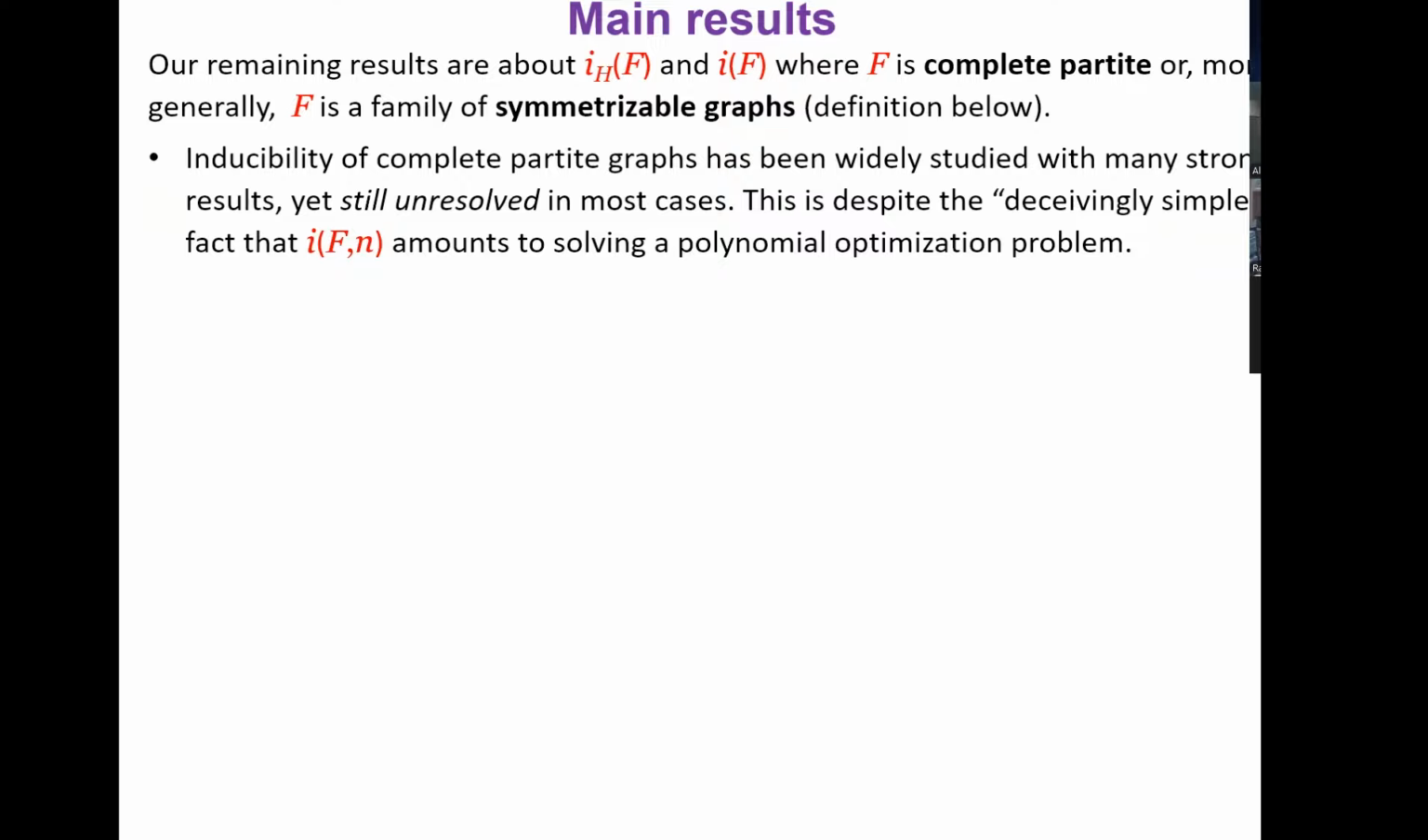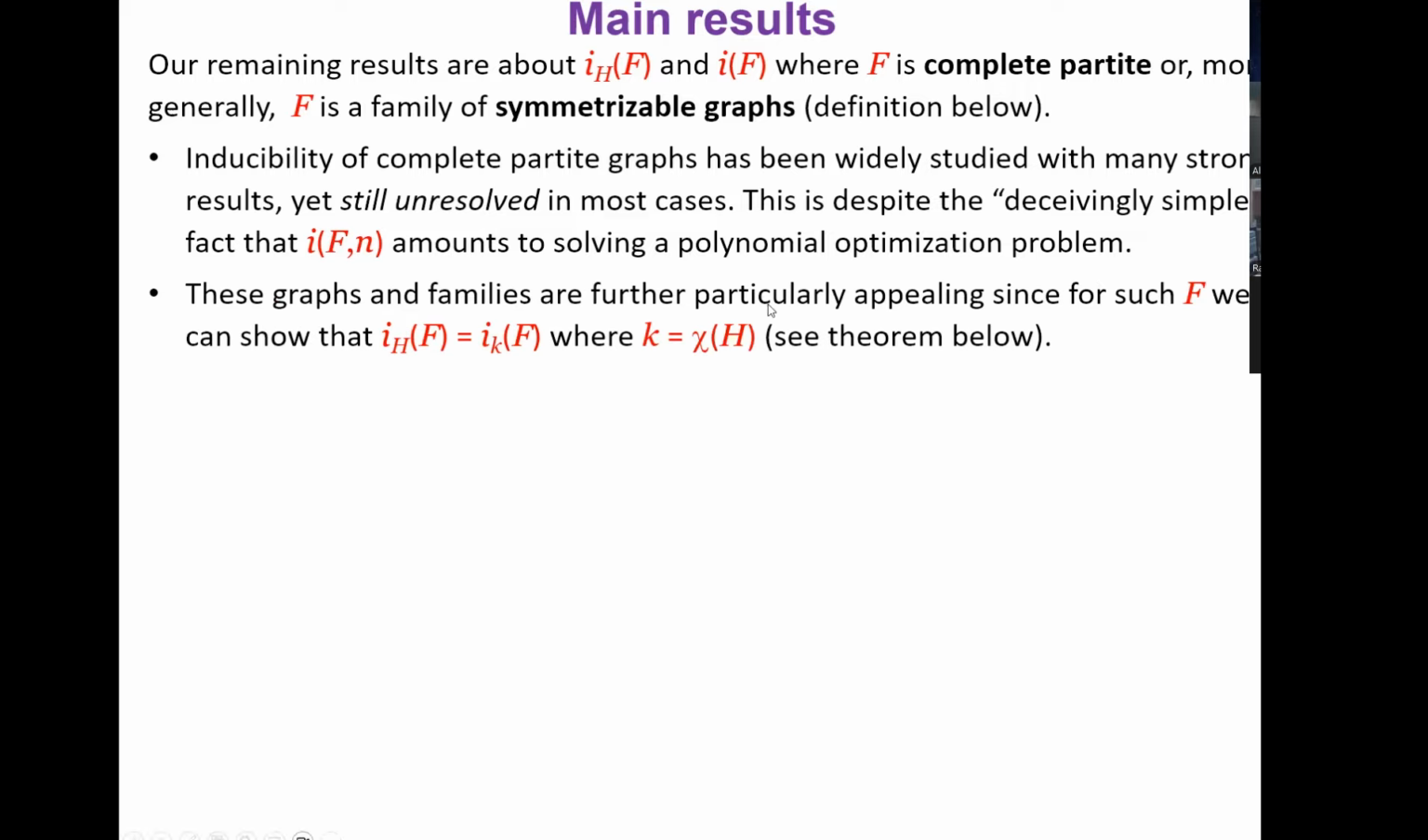And it's still unresolved in most cases, despite the fact that you can pose it as a polynomial optimization problem for such graphs. The problem is that the polynomials have high degree and many variables, so it's not obvious how to solve these things.